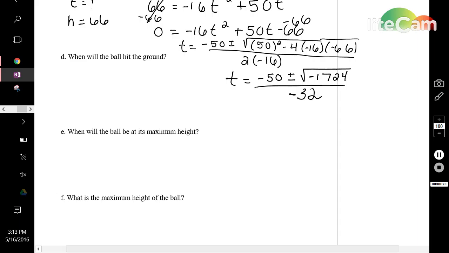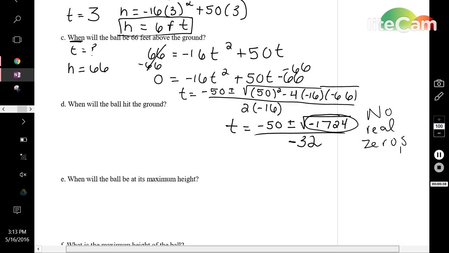Since we all know you cannot have a negative number under a square root, you cannot have a negative discriminant, what we're used to putting is no real zeros. But this is a real-life problem, so we have to put it in terms of the problem. So if I can't solve this, no real zeros doesn't really mean anything in the context of this problem.